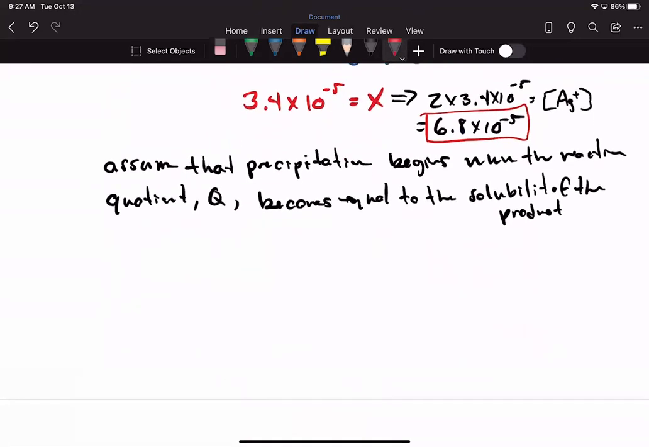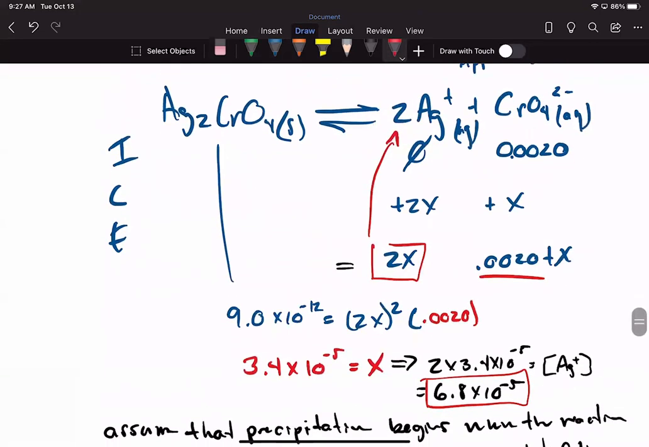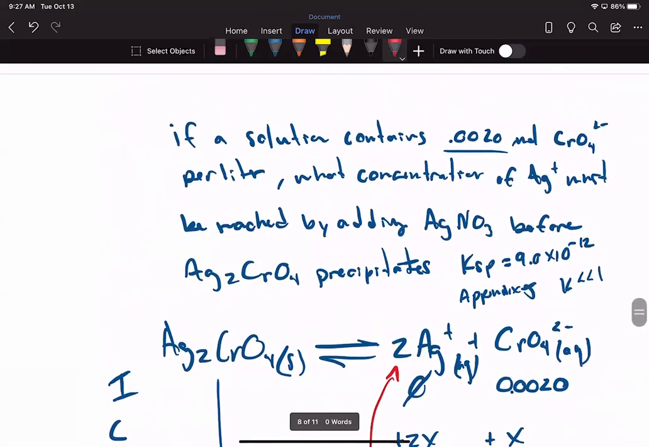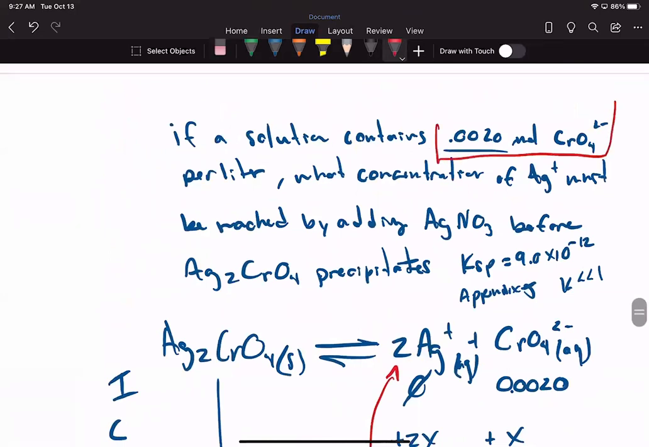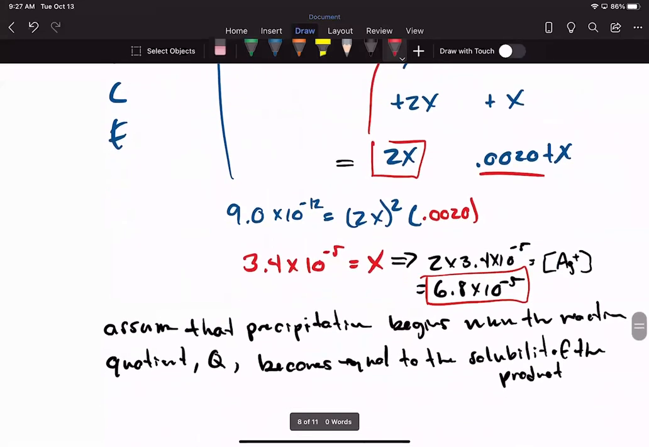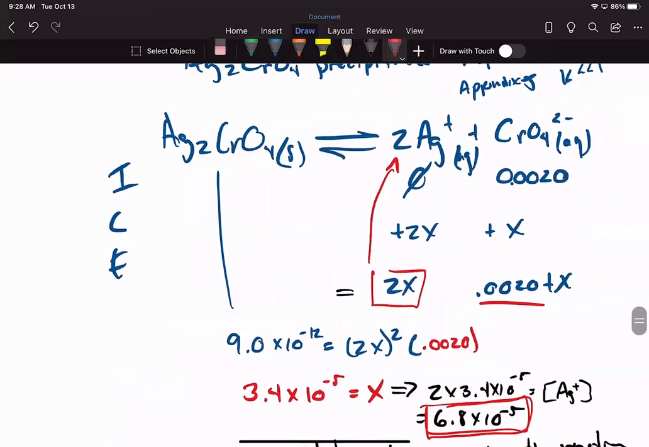So 6.8 times 10 to the minus 5. That's the concentration of silver we need. If we had this concentration of chromate, we would need a concentration of silver of at least that, it could be higher, in order to precipitate out this solid.